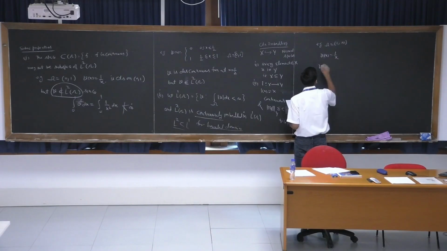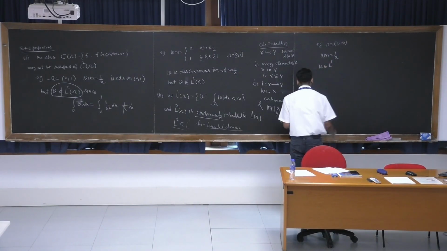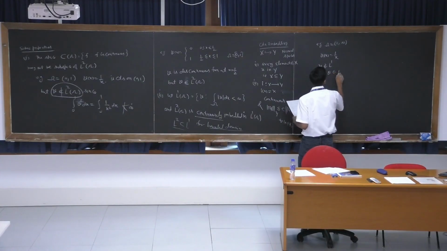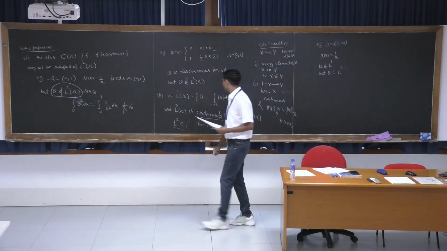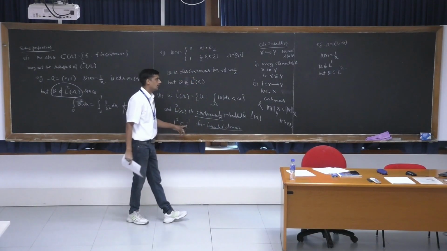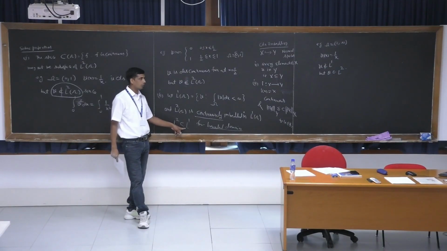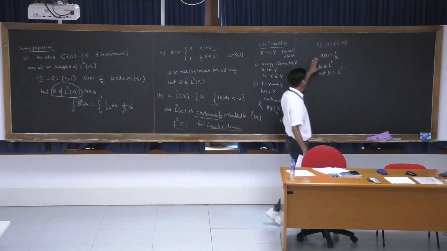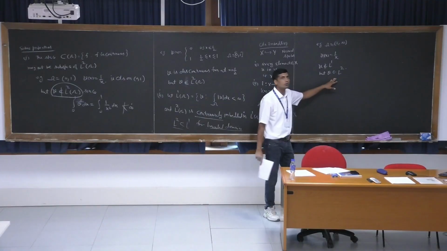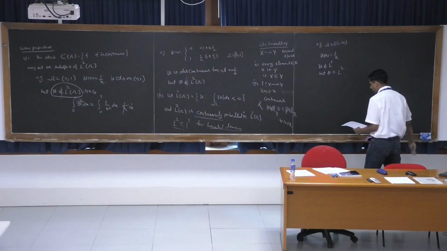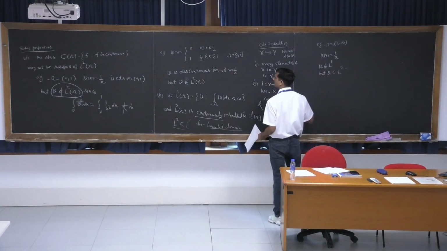Does this v belong to L1 or not? This doesn't belong to L1, but v belongs to L2. Understand? This means L2 is contained in L1 if it is a bounded domain. Otherwise, you can see this function belongs to L2, but not in L1. That's fine.